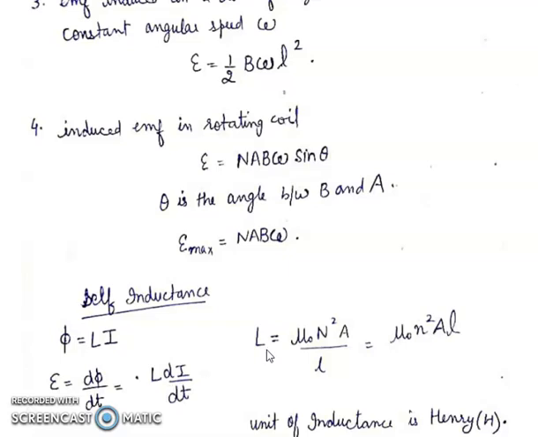Self-inductance of a solenoid is given by L is equal to mu naught N square A by L. Here N is the total number of turns, A is area of cross section, L is length. It is also given by mu naught n square A L. Here small n is the number of turns per unit length of the solenoid. Unit of inductance is Henry, denoted by H.